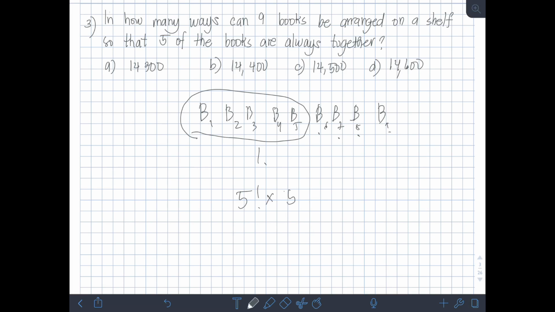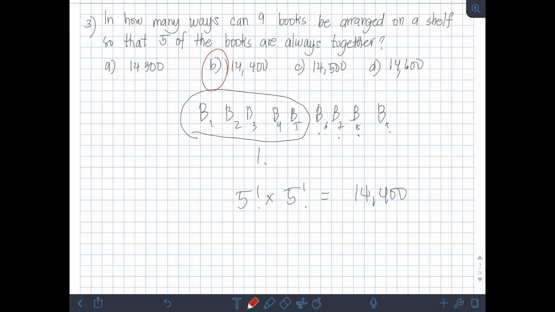So pwede pa yung 5 factorial, di ba? Kasi 5 sila, pwede mo pa silang i-arrange in 5 factorial ways. So therefore, our answer is 5 factorial times 5 factorial, or simply, 14,400. So therefore, the answer is letter B.